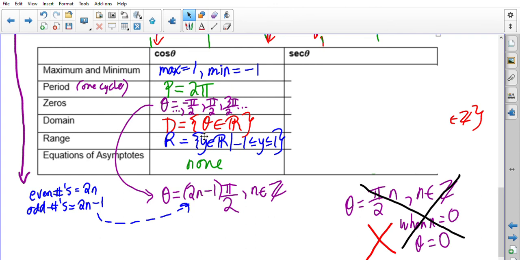All right, the domain is theta as an element of real numbers. The range is the same as sine: y is greater than or equal to negative 1 and less than or equal to 1. And we know that cos has no asymptotes.